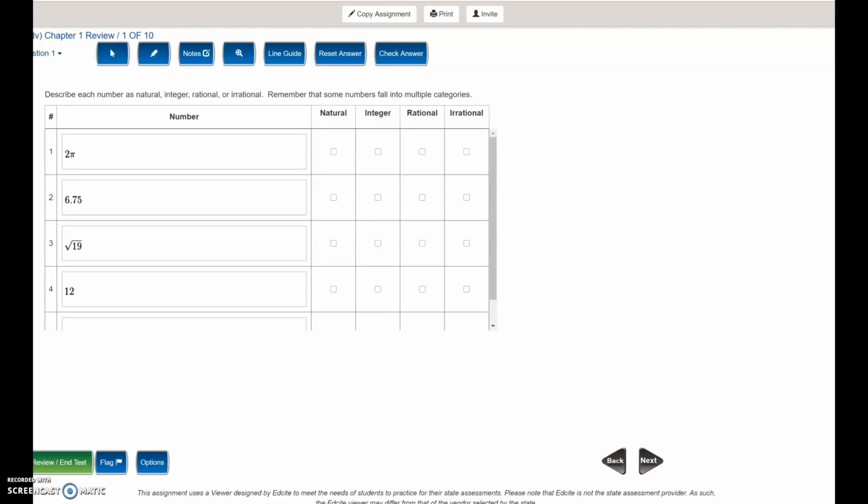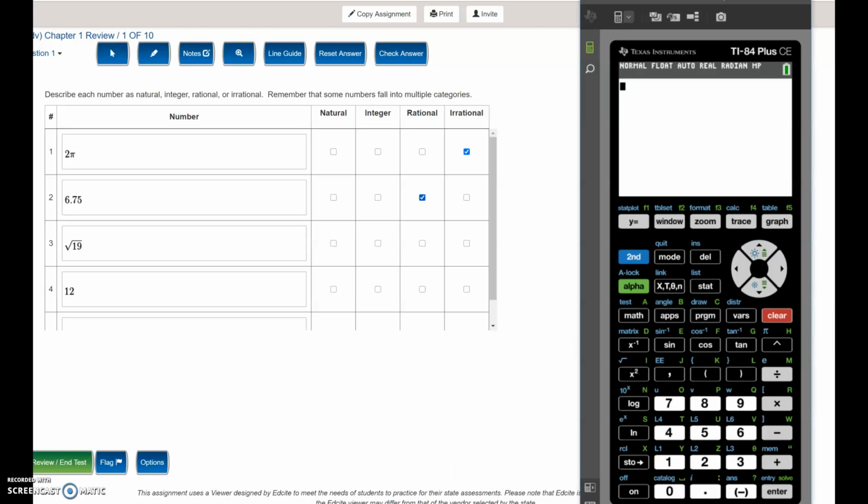So the first one, 2 times pi. If pi is involved, it is an irrational number. 6.75 is a decimal. That means it's rational or irrational. But because it ends 6.75 and it stops, that makes it rational. You could type that into your calculator. In fact, I could do 6.75, math button, enter, enter, and it does change it into a fraction.